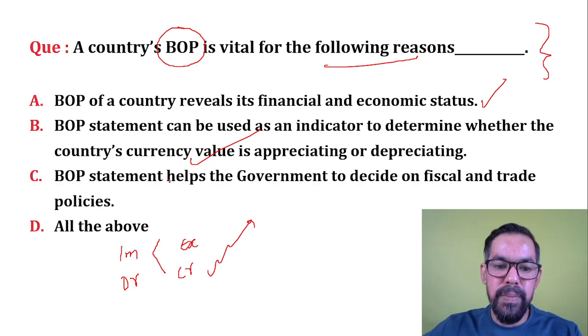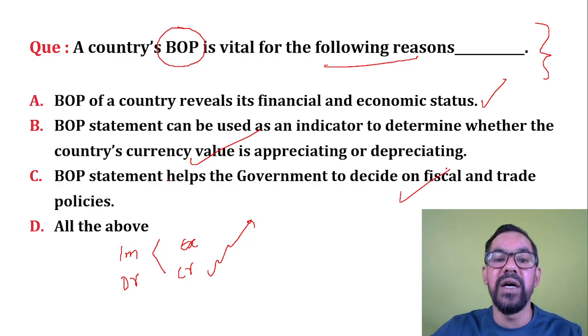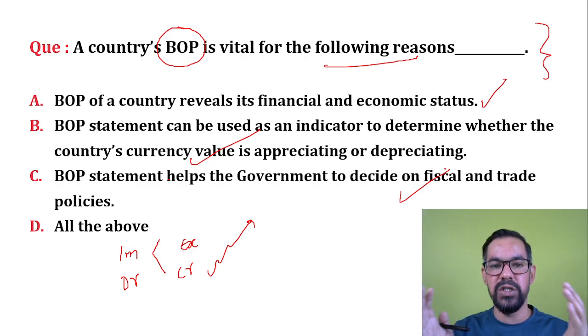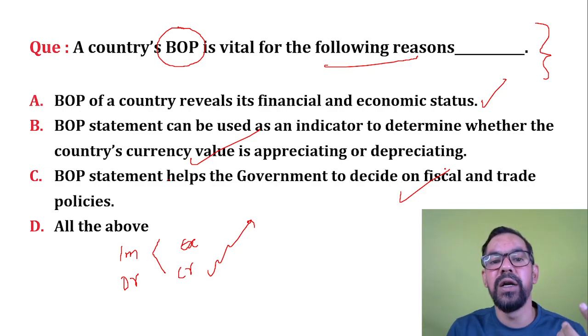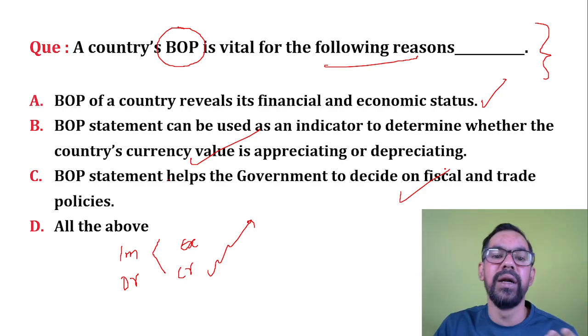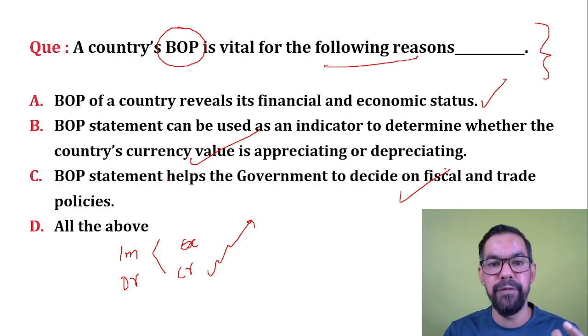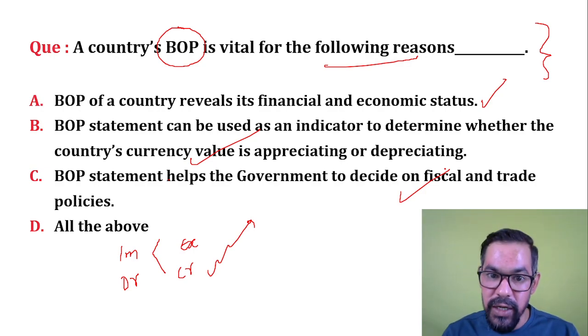Okay, so the balance of payment statement helps the government decide fiscal and trade policies with other countries. On the basis of balance of payment, let's say we are doing maximum import from China. Whenever we make any bilateral or trade deal with China, we will present that data: if we are importing these things from your country, you have to import these things from our country.